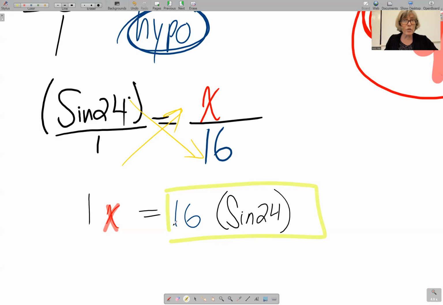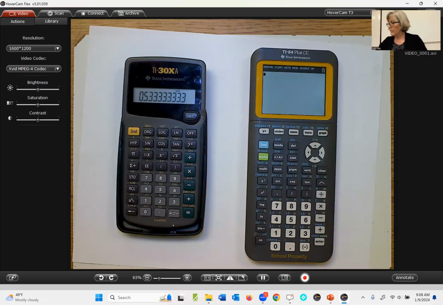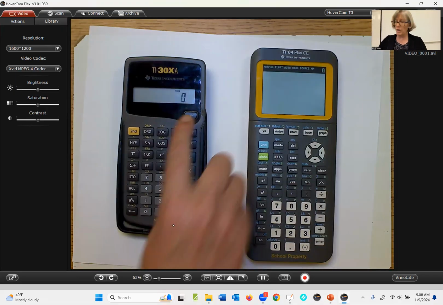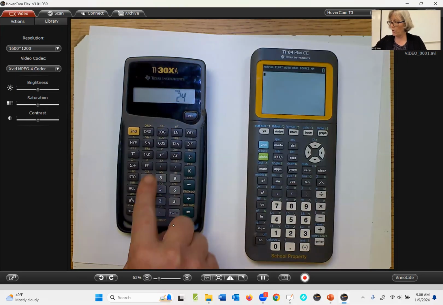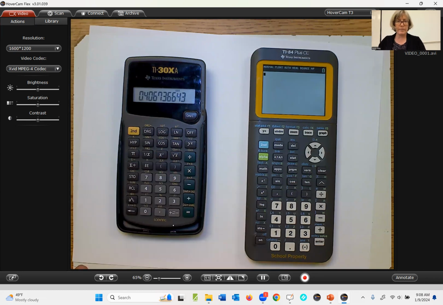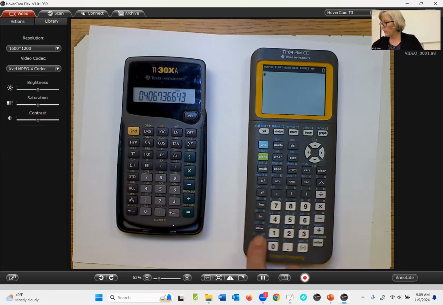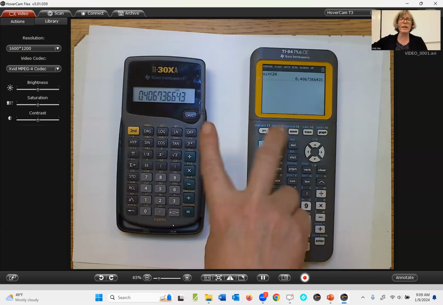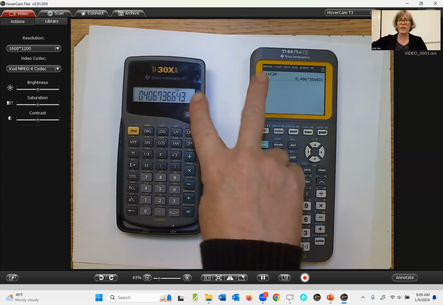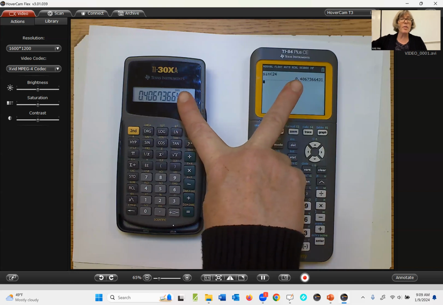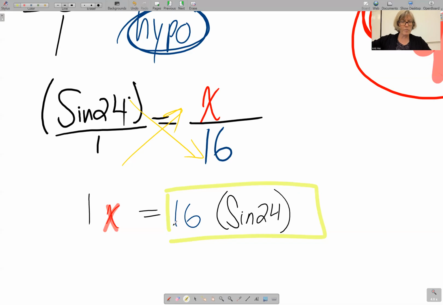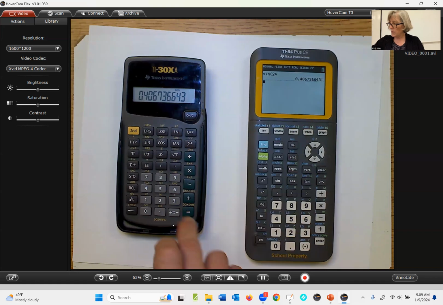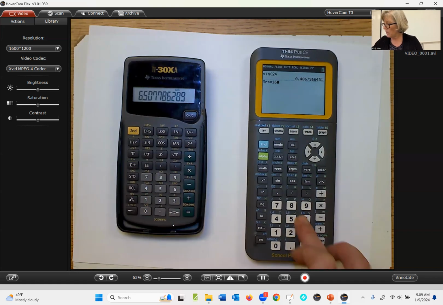I'm going to start with sine of 24. So on this calculator, you hit 24 sine. This calculator, sine of 24, enter. Notice I hit enter both times, so you get the same thing. See that? Then we are timesing by 16. Times 16, enter, times 16, enter.